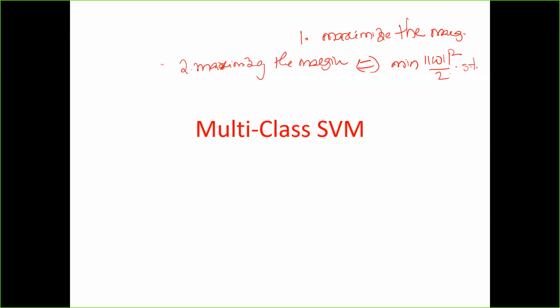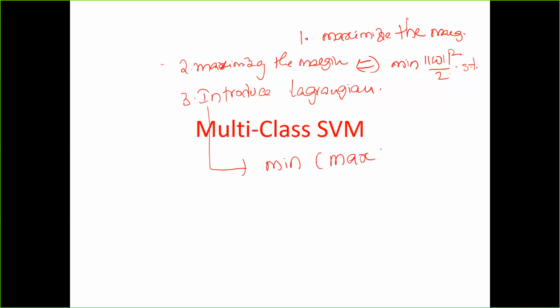Now, we introduce a Lagrangian to represent the condition as part of the objective function. Third step also clear? When you represent the condition as part of the objective function, you have got this minimization of maximization: minimize it over W and B, maximize it over alpha. Clear? Right. Fourth step: define the dual problem. How do we define the dual problem? By interchanging min and max.